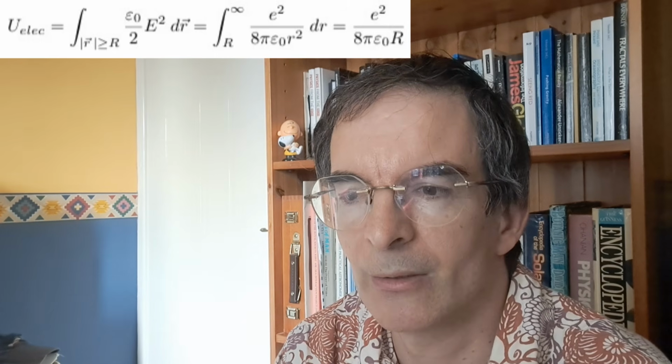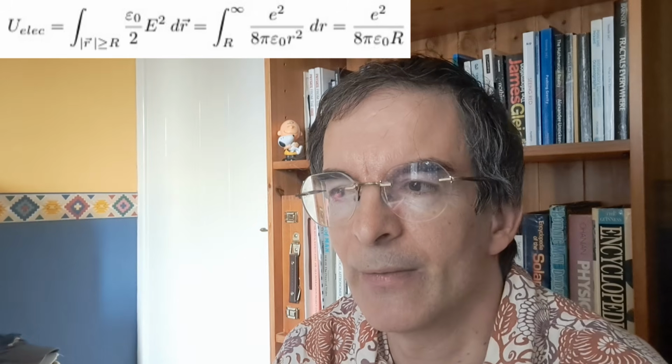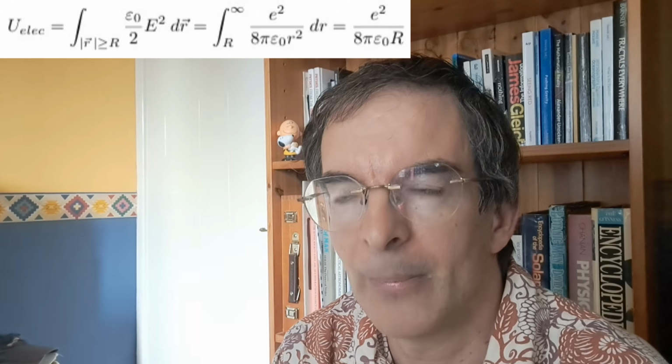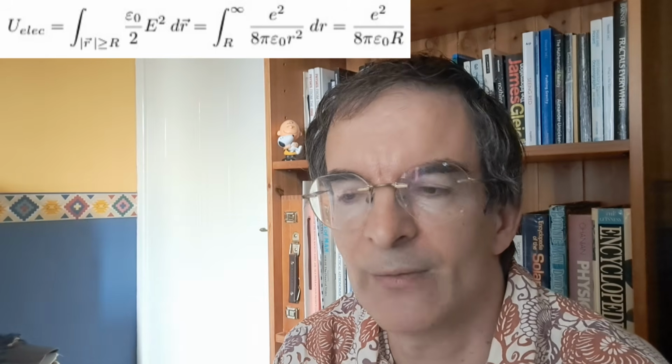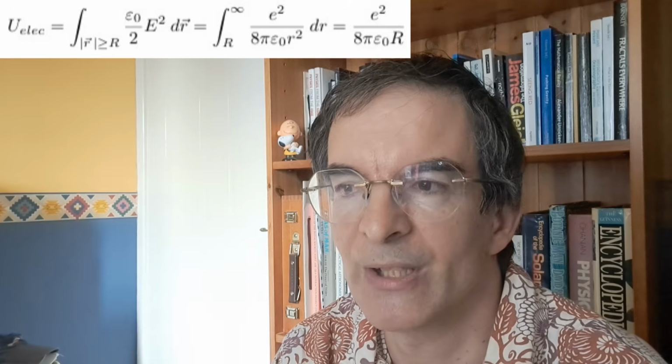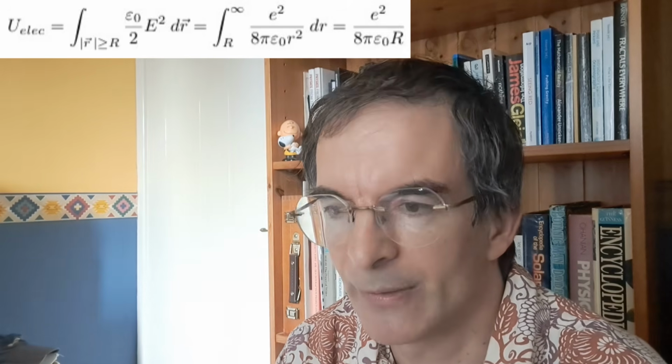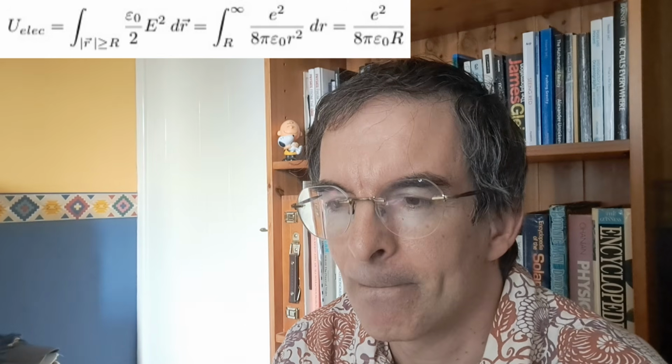The question is, what is the radius? Because if, for example, the electron were a point particle, so the radius would be effectively 0, then the energy it would have would be infinite, which is obviously not correct. It would be impossible to move it for a start.